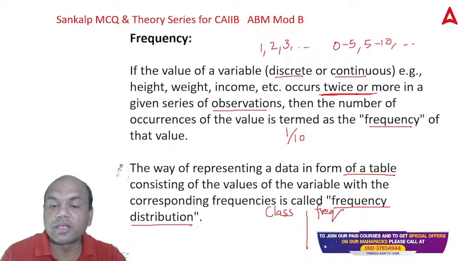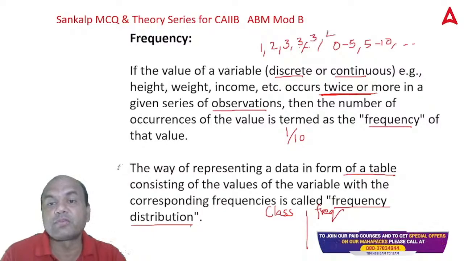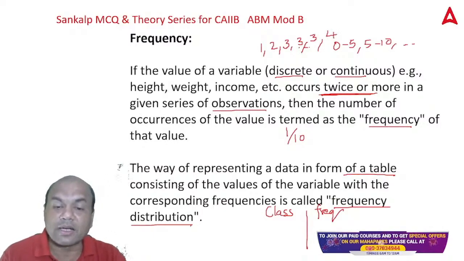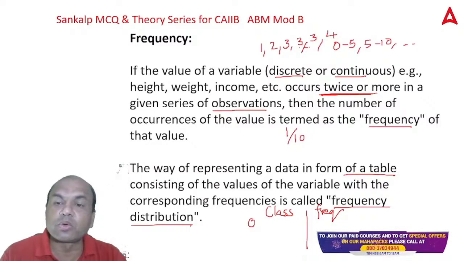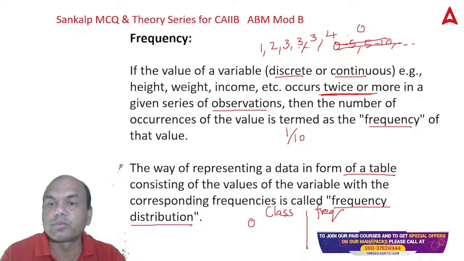Now I'll explain. Suppose I have these numbers: 1, 2, 3, then 3 again, then 3 again, then 4. And I start writing these classes. 0 to 5 means everything will be over here only, so let me make smaller classes. Let me make it 0 to 2, 2 to 4, and then go on with 4 to 6, and so on.